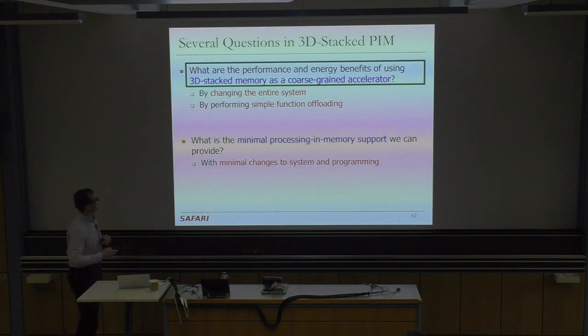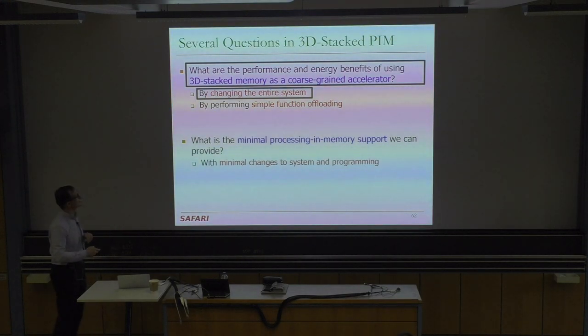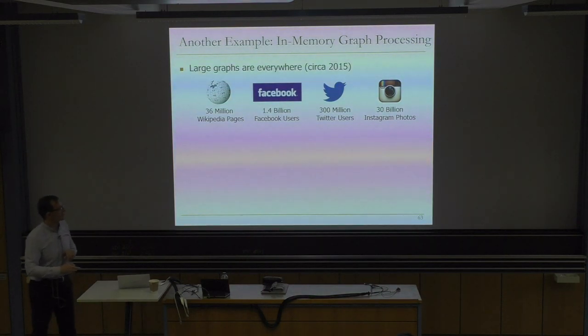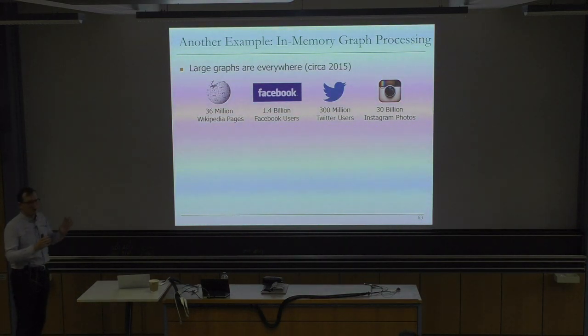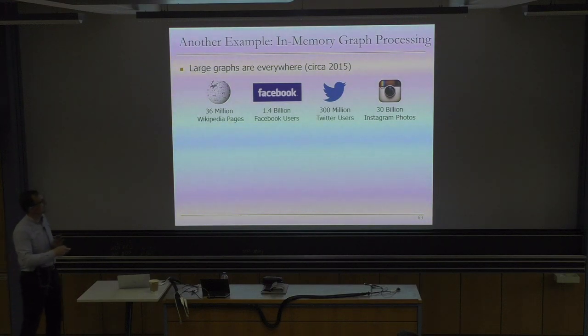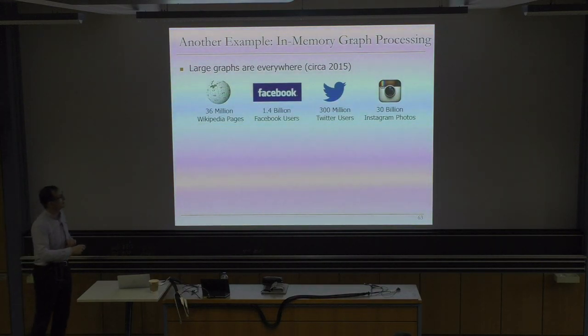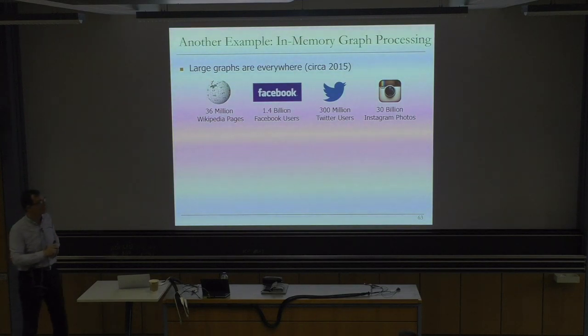Okay, so let's start with the first one. How can we change the system entirely to accelerate an important application? Clearly, we could have chosen any application, but we were very interested in graph processing when we first started doing research in this area. And a lot of people actually have a lot of work on graph processing today that's built on what I'm going to describe in a little bit.